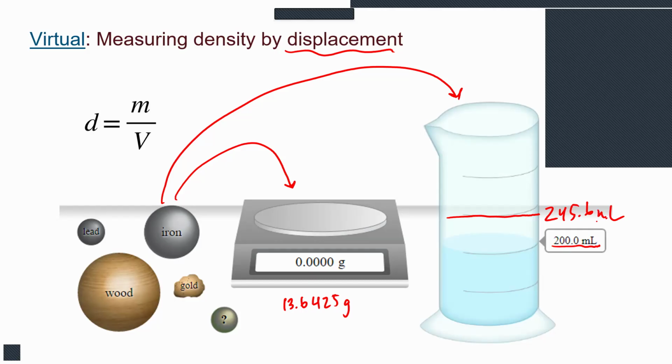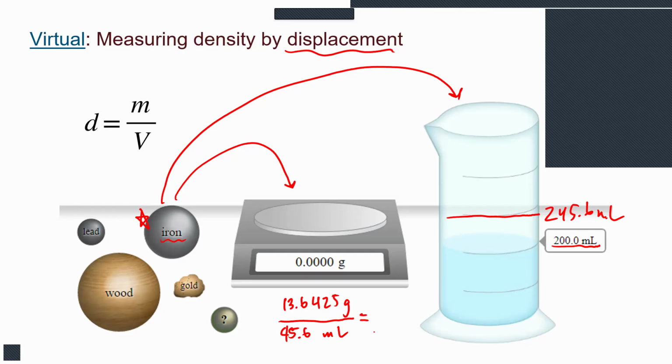Can you tell me in the chat what is the volume of this iron ball right here? 45.6. That's measuring volume by displacement. Because the water before the iron ball was at 200, then after we add the iron ball, it goes up to 245.6. The only thing that differs is the presence of this iron ball. And so our iron ball has a volume of 45.6 milliliters.